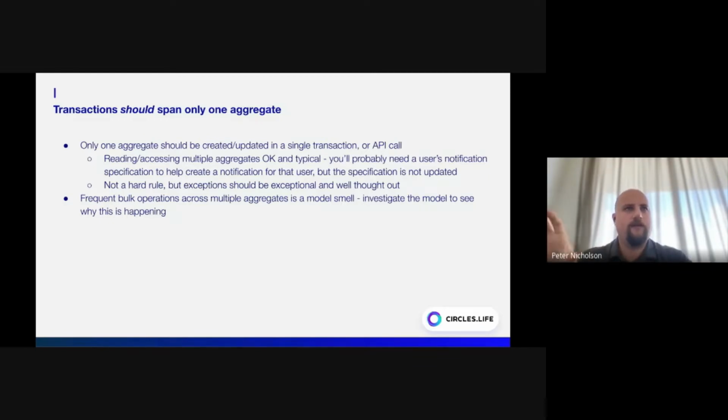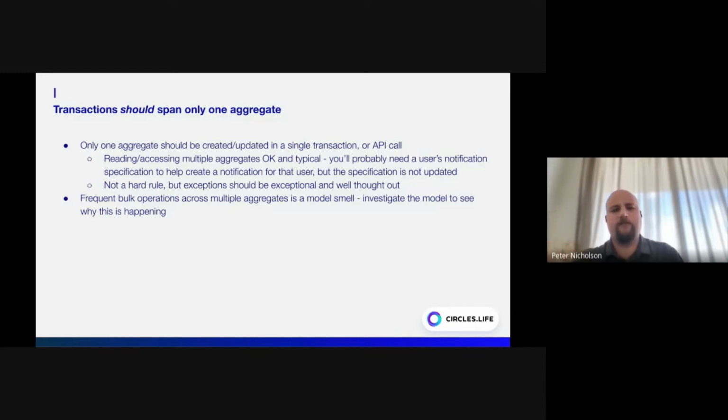The important piece to point out is that in that case, only the transactional object's actually being written to. And this is one of those rules that is okay to relax, but exceptions should be exceptional. There should be a major valid reason why you're not doing this, why your transaction is updating multiple aggregates.